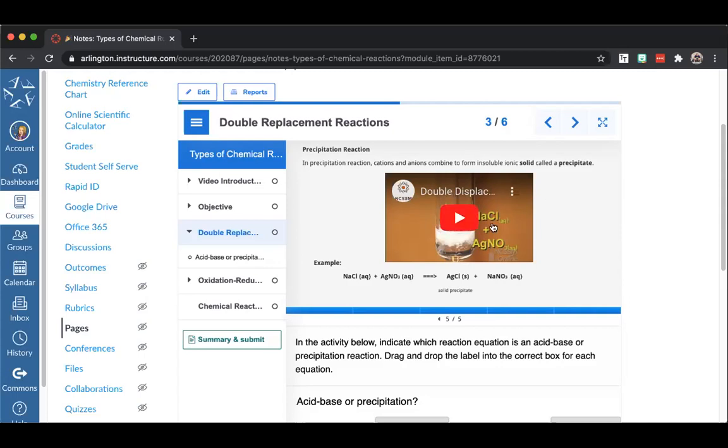And so when you watch the little video clip here, you're going to see they start off with two clear solutions. And when they mix them together, you're going to see little solid particles. It looks like it's not solid, but when you look at it long enough, you'll see they are little solid flecks floating in the solution. And that is the precipitate that you would see.